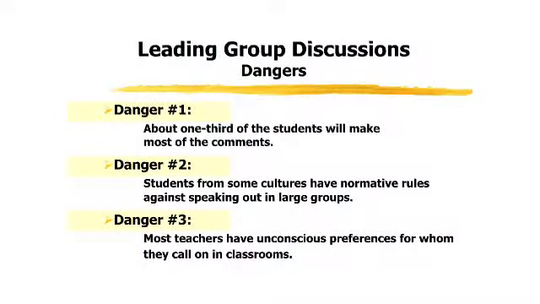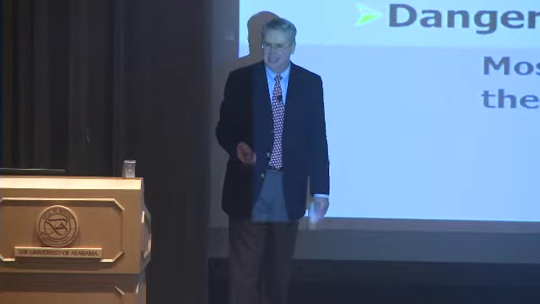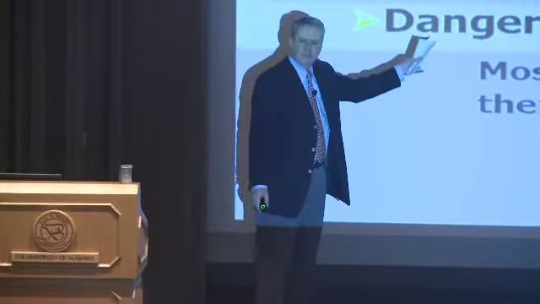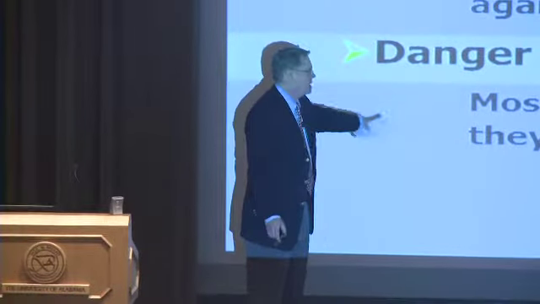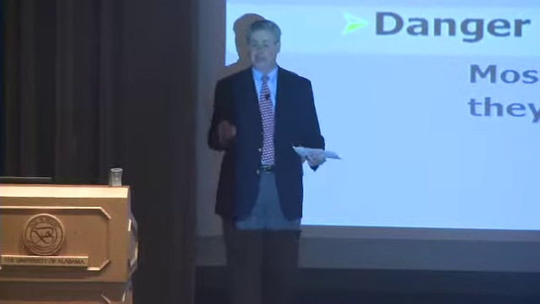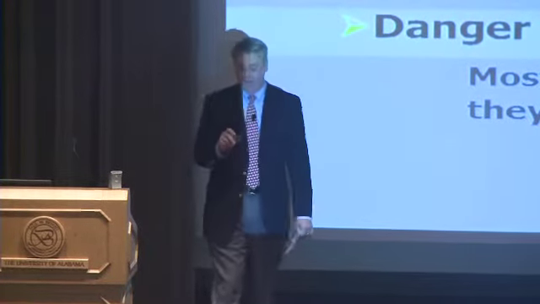And then number three, most teachers have an unconscious preference for whom they call on in classrooms. How dangerous is this? We know that only 1/3 are going to speak up. Some of them have normative rules against speaking up, and then I have a preference for who I'm going to call on. This can set up for disaster, especially if you're going to rely on group discussion in your classroom.